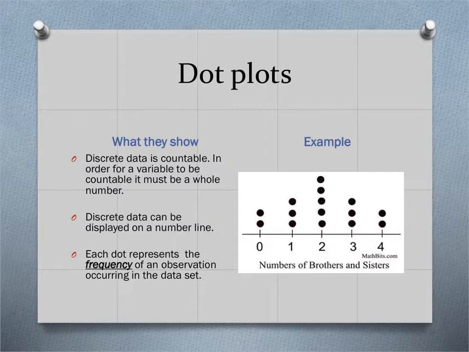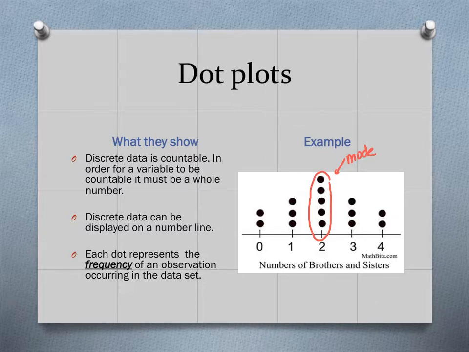And we can also see from this graph, a very easy thing that's recognizable, is that most people in this data set have 2 siblings. And we call this right here the mode, or the most frequent value. So in a dot plot, the mode is easily seen.